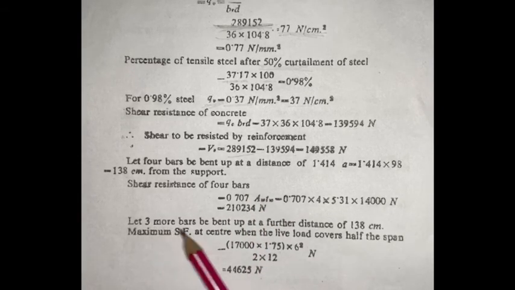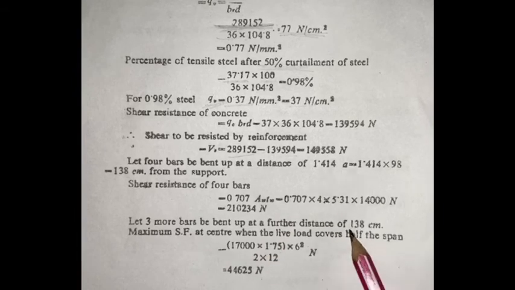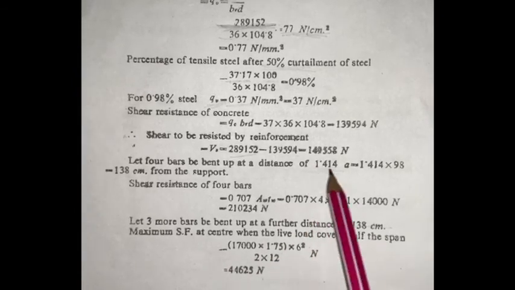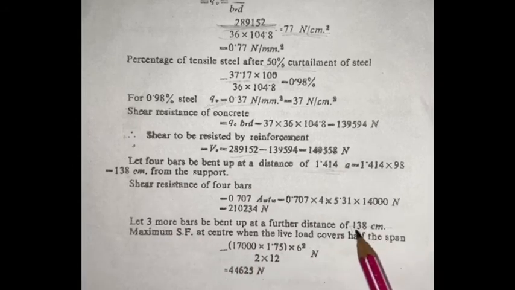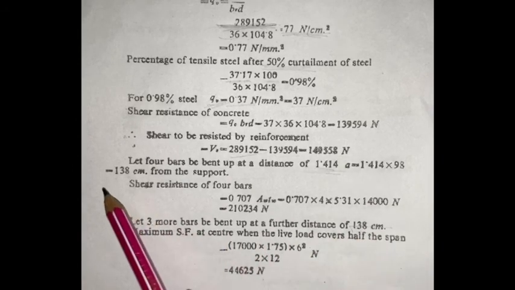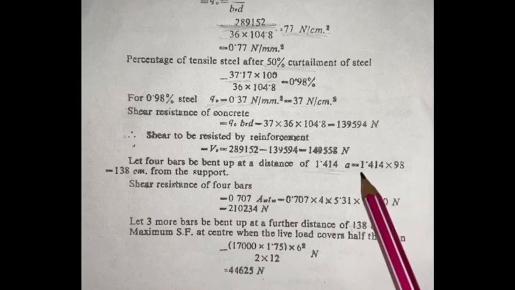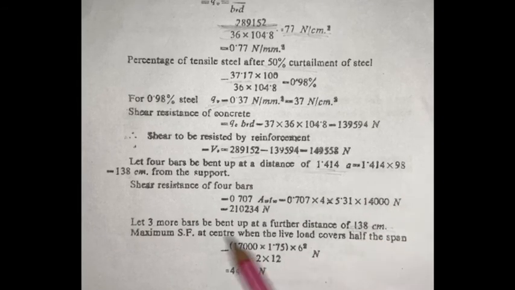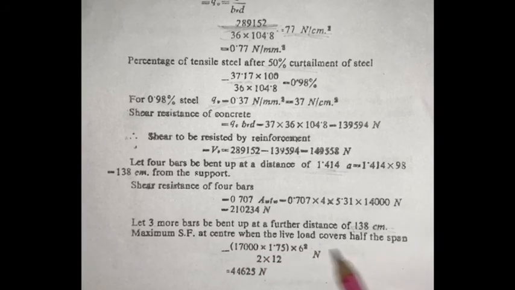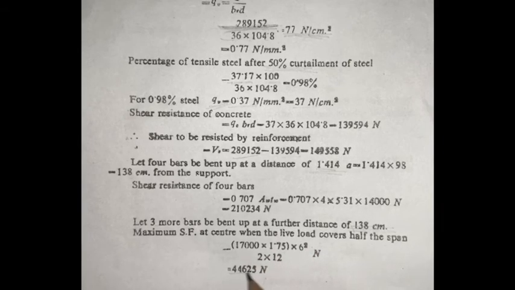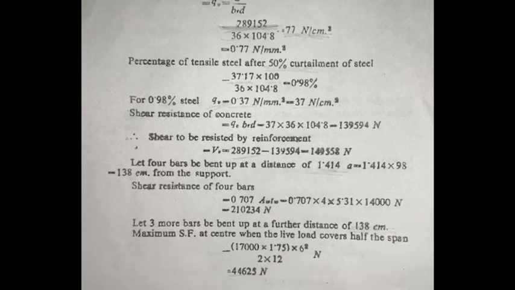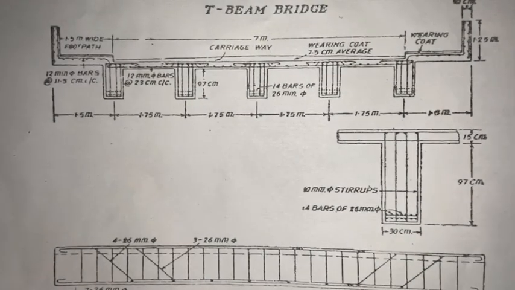So let us bend up 3 more bars at a further distance of 138 centimeter. We have provided 1 bent up bar, so 3 more bent up bars we will provide at a distance of 138 centimeter. Maximum shear force at the center when the live load covers half the span, that is 17000 into 1.75 into 6 square, so we will get 44625 Newton. Now this is the reinforcement diagram for the design of T-beam bridges.